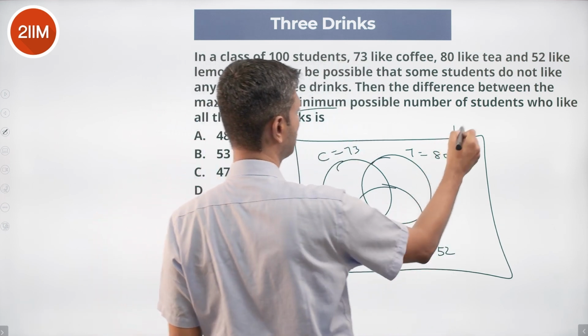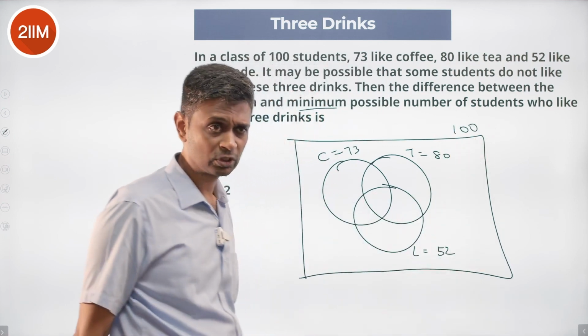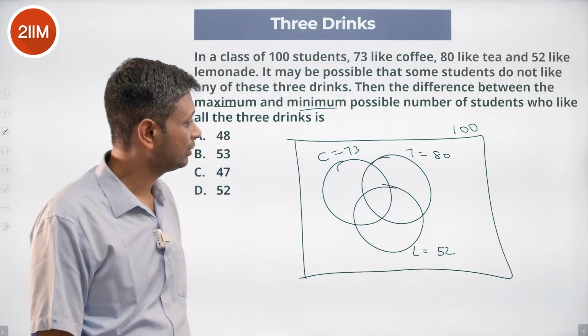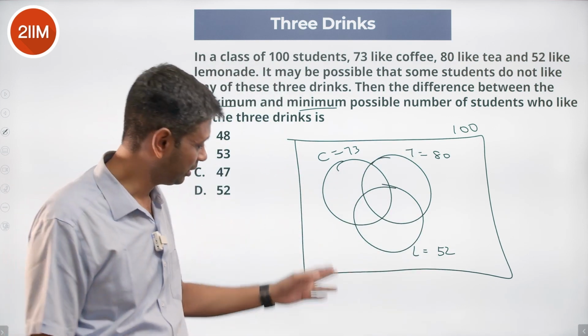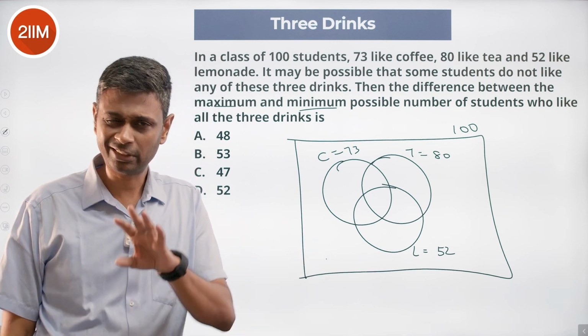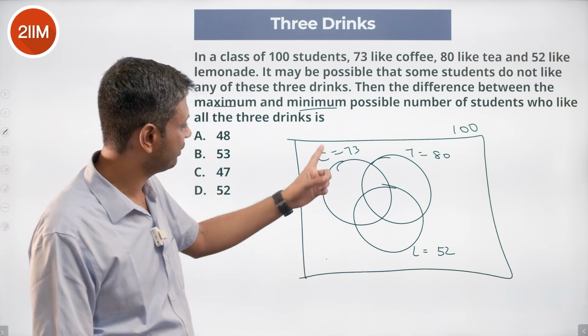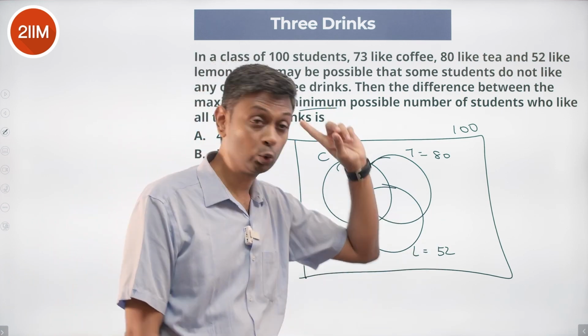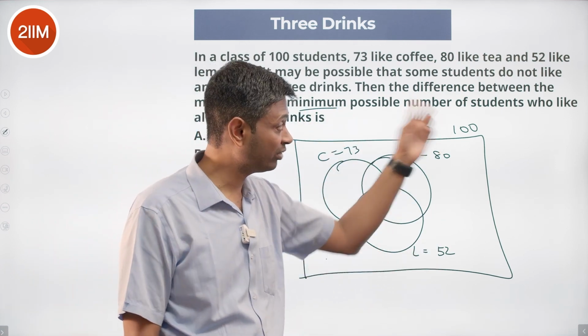Totally there are 100. Simple rule of thumb, add these 3, 73 plus 80 plus 52. If it is less than 100, then life is easy. That means that a lot of numbers here, life becomes super easy. That will generally not be the case. 73 plus 52 is 75 plus 50, 125, plus 80, 205. It's more than twice of this.